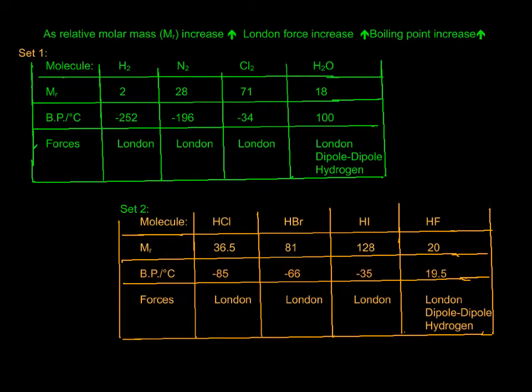Now I'd like to look at the effect of molar mass on boiling point. As molar mass goes up, so does London dispersion forces. It increases and boiling point goes up. So let's look at some examples.